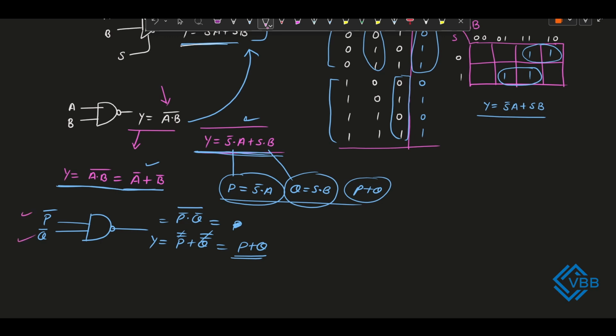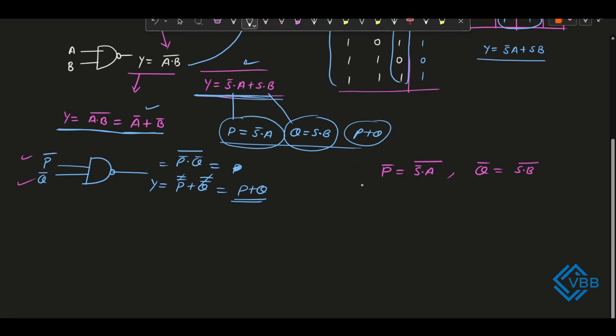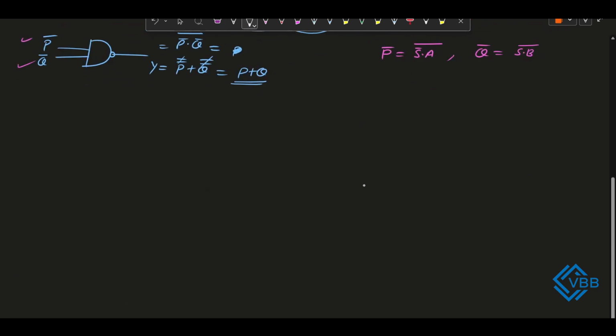So what is the P complement? P complement is nothing but S complement into A and then whole complement. Similarly, Q complement, what is the Q complement? S into B whole complement. Now let's implement the P complement and Q complement individually. So what is the P complement here? It is S complement and into A and whole complement.